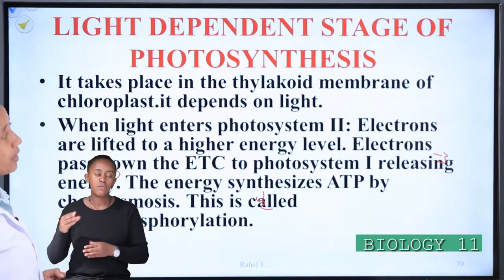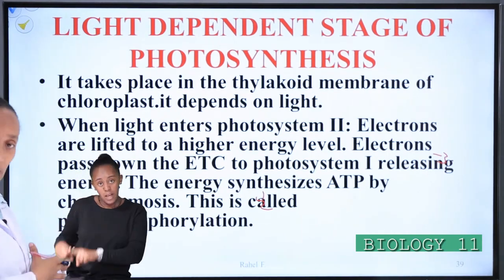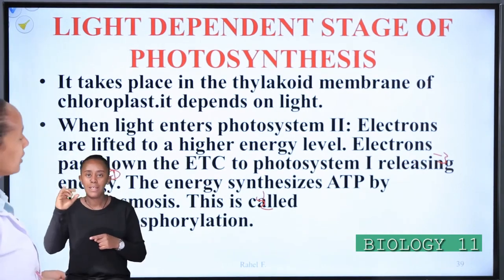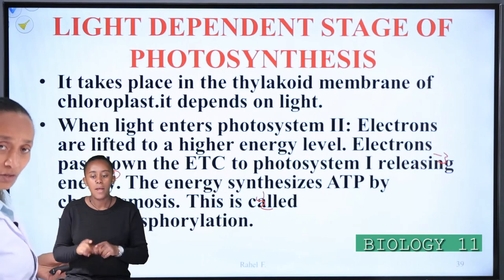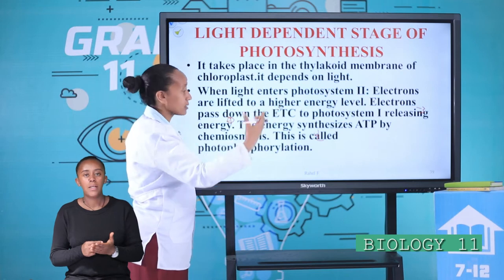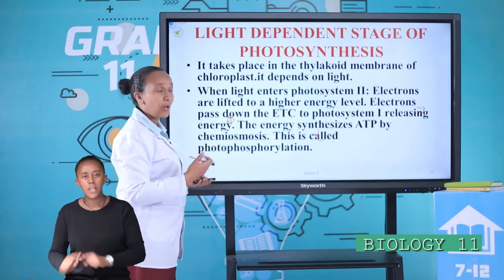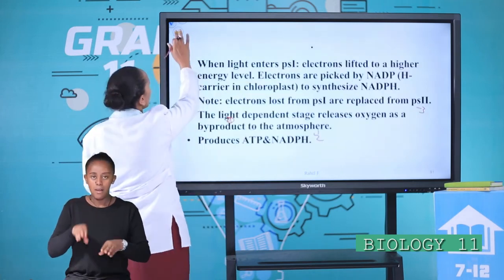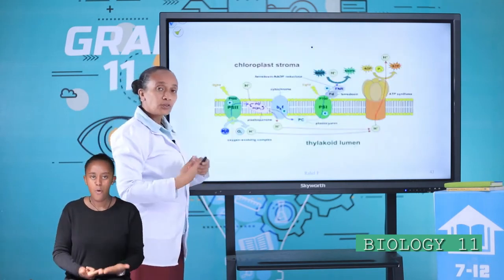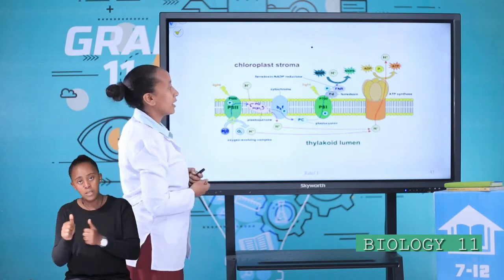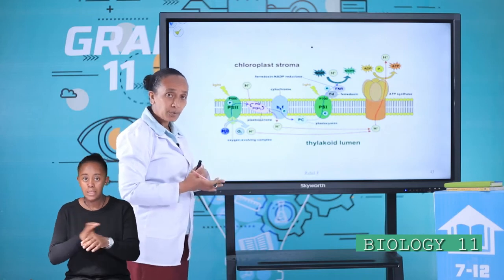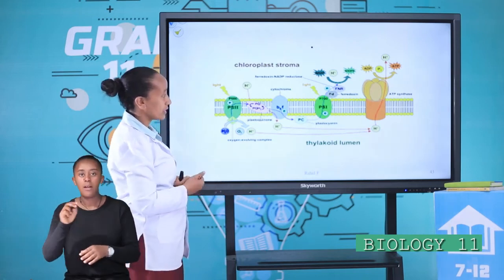So the light-dependent stage of photosynthesis, as we have seen, occurs on the surface of thylakoid membrane, and when light falls on the surface of thylakoid membrane, electrons will be excited and they will pass different carriers until they are accepted by last electron acceptors. So if electrons pass and they are accepted by last electron acceptor, what will happen? The cell will gain ATP and NADPH for the second stage.